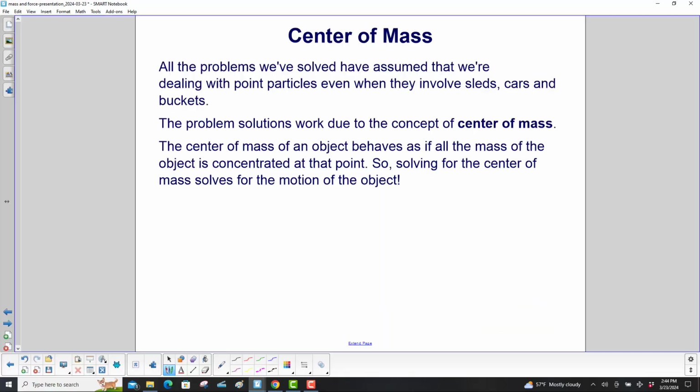Center of mass. All the problems we've solved so far have assumed that we're dealing with point particles, even when they involve sleds, cars, and buckets. The problem solutions work due to the concept of center of mass. The center of mass of an object behaves as if all the mass of the object is concentrated at that point. So solving for the center of mass solves for the motion of the object.